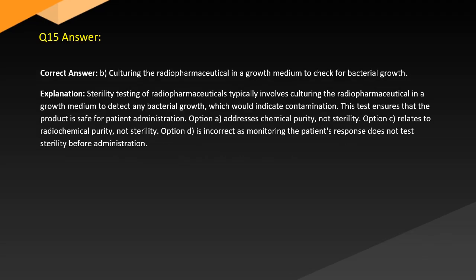Answer. Correct answer: B. Culturing the radiopharmaceutical in a growth medium to check for bacterial growth. Explanation. Sterility testing of radiopharmaceuticals typically involves culturing the radiopharmaceutical in a growth medium to detect any bacterial growth, which would indicate contamination. This test ensures that the product is safe for patient administration. Option A addresses chemical purity, not sterility. Option C relates to radiochemical purity, not sterility. Option D is incorrect as monitoring the patient's response does not test sterility before administration.